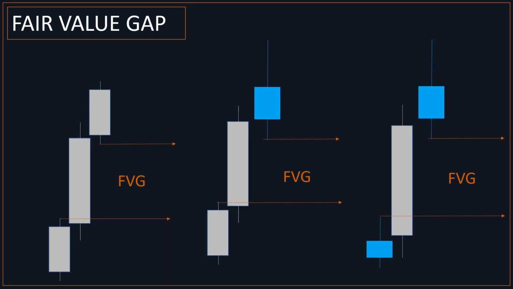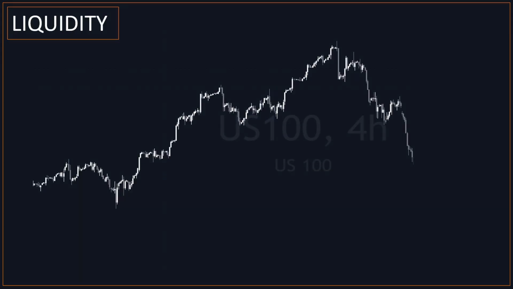All right, so look at the chart. You can clearly see our fair value gaps, right? So fair value gap is simple, guys, just a gap between three candlesticks. All right, and the market most of the times will come back to test our fair value and then continue going to the upside. Okay, the next is liquidity.